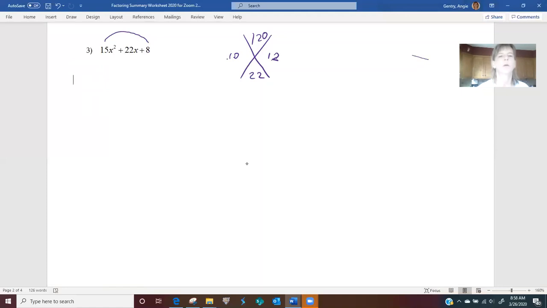And then you would say, okay, I'm not going to put that in there because, look, students do this all the time, but this wouldn't check. X times X is not 15X squared. And then you get a 12X plus a 10X is 22X, but you wouldn't get the 15X squared. So this isn't going to work.